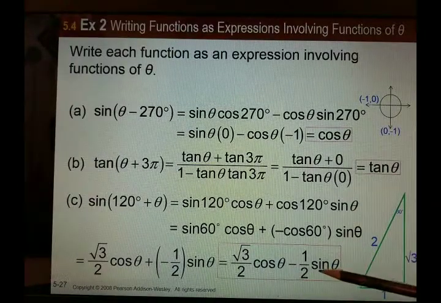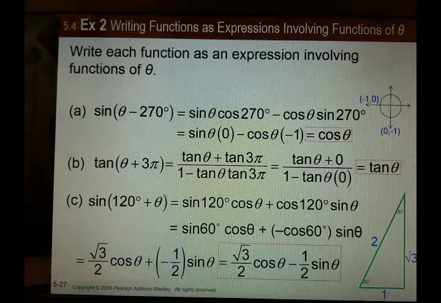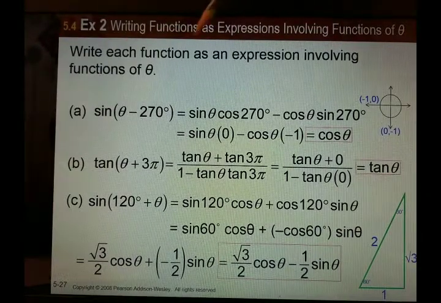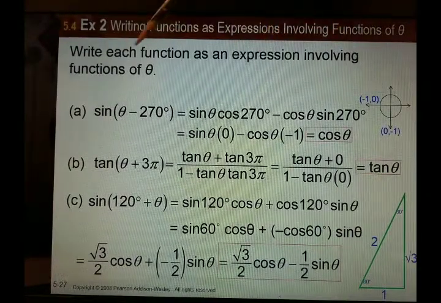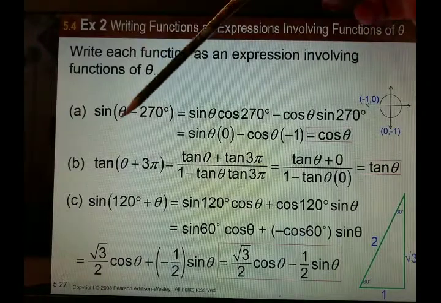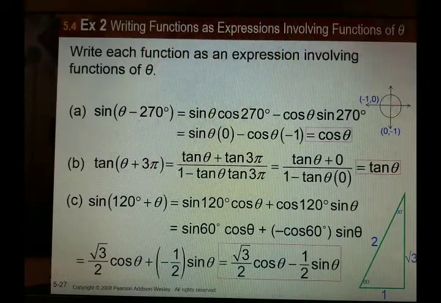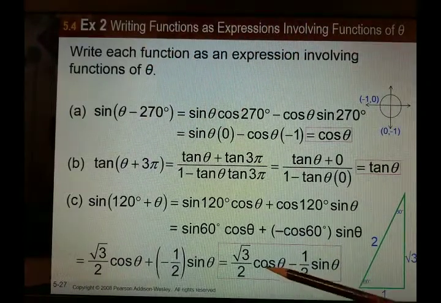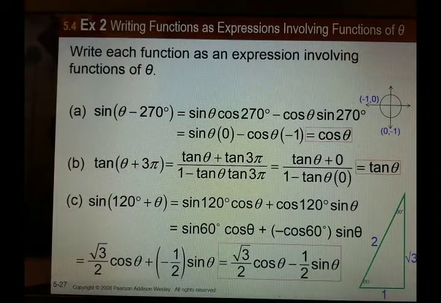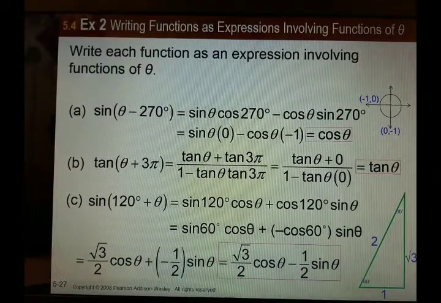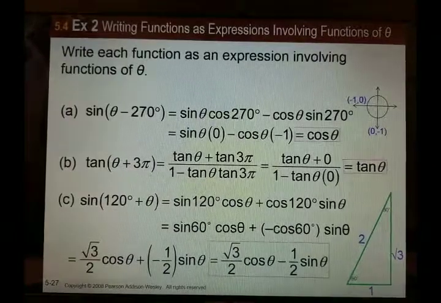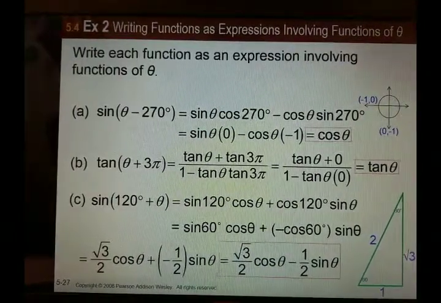See, we have all of these trig functions with a single theta, because it's right in my directions. Write each function as an expression involving functions of theta, meaning they didn't want anything else with the theta. We do not have anything else with the theta. It's just cosine theta, it's just sine theta. So again, this is a little bit tricky. It's just figuring out what the directions want and then being able to do that.